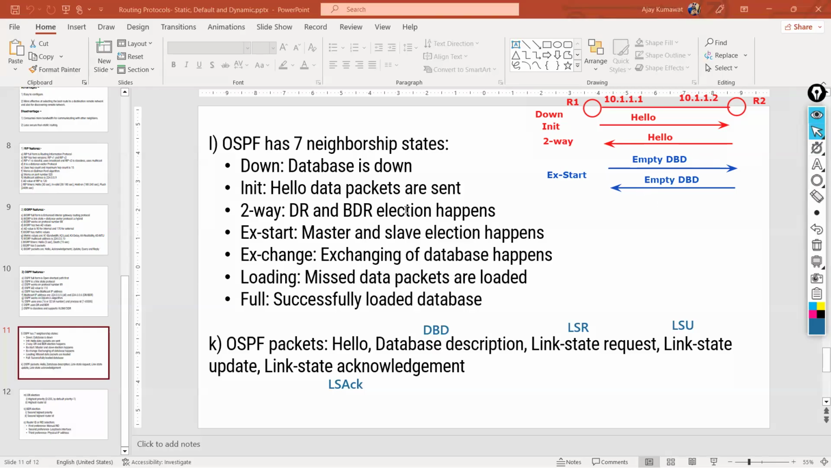Okay. So here again, an election will happen, master and slave. Who will become the master? The master router will share the database first. The slave will just respond to the master. So again, the router with the highest router ID will definitely become master. So let's say R2 became the master. Now R2 will do what? R2 will exchange the database information first. R2 will share the information of the database. And in the same way, in response, R1 will also share.